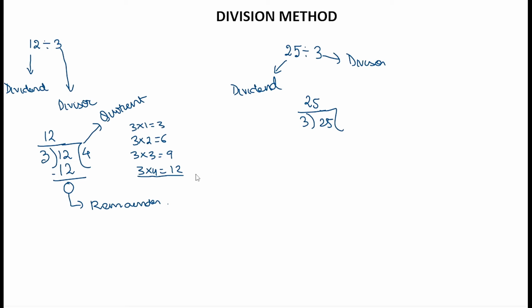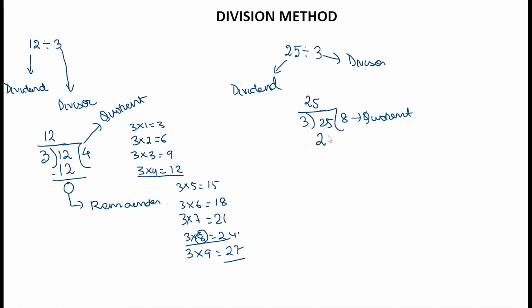All these things you know from your lower classes. There is nothing new. So 3 into 5 gives us 15, 3 into 6 gives us 18, 3 into 7 gives us 21, 3 eights are 24, and 3 nines are 27. If we see 25, it is a number that is less than 27 but greater than 24. So 3 eights are 24 has to be considered. This 8 we will write over here, that will act as the quotient, and 24 we will write over here. Now, 25 minus 24 will give us the answer as 1. So, 1 is the remainder.